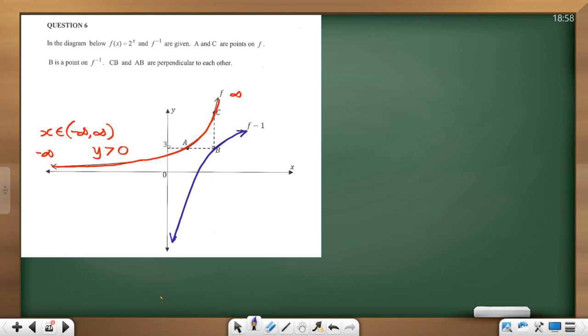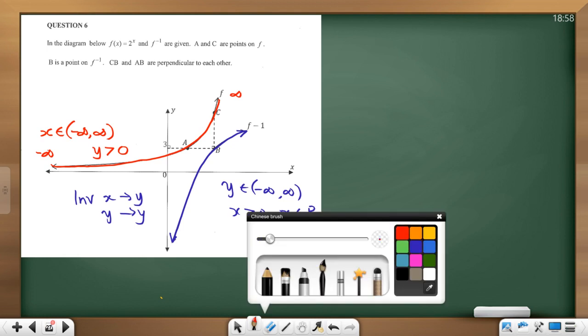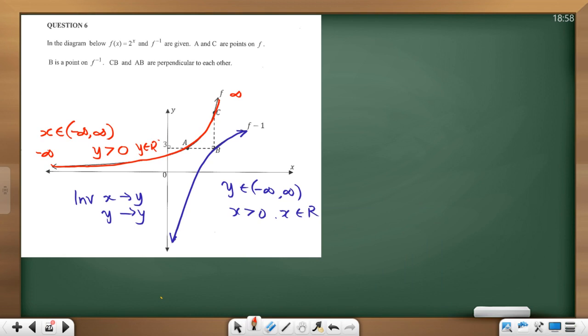Now, look at what I'm going to do. I'm just going to change everything I've done there. Remember, when we talk about inverse, x becomes y, and y becomes x. I'm just going to do the same exact thing there. So where I have my domain x, I'm just going to write y. Y is an element of negative infinity to positive infinity. And y greater than 0, x greater than 0. I have just inversed it, the domain and the range. Don't forget, when you do this, x is an element of real numbers. Y is an element of real numbers.